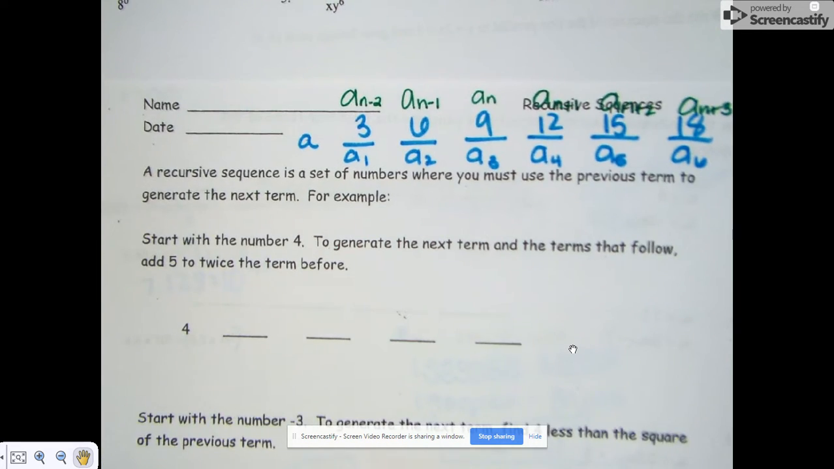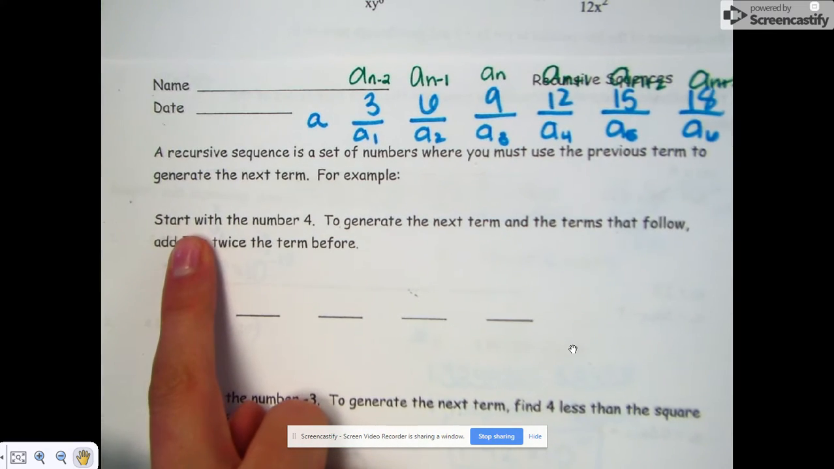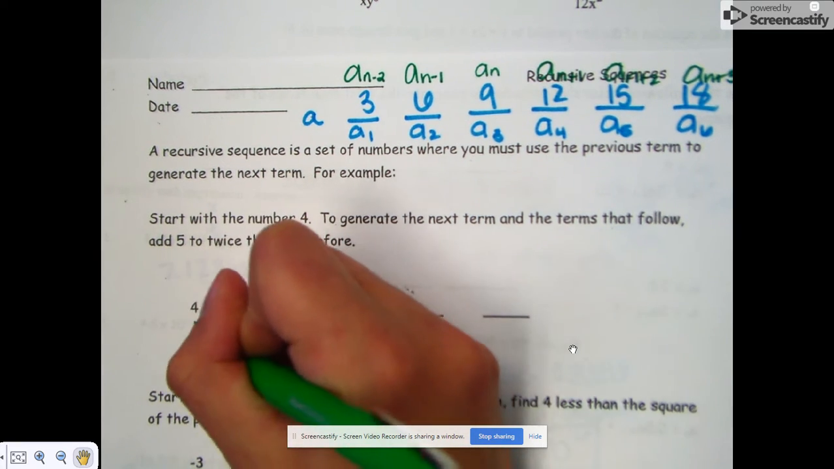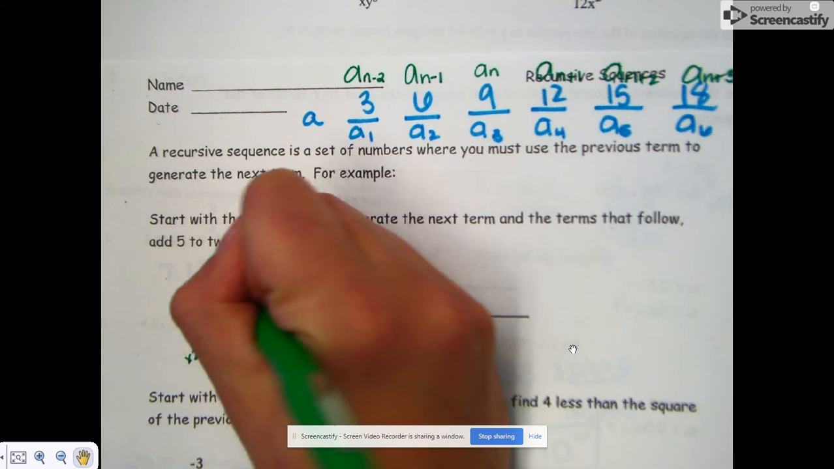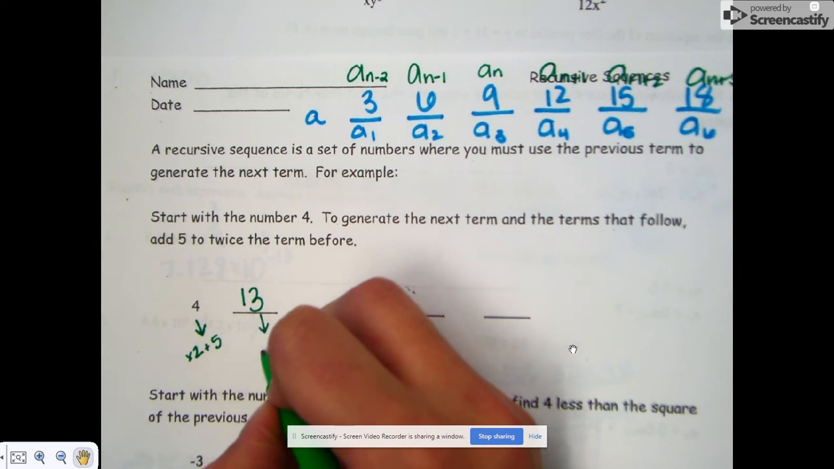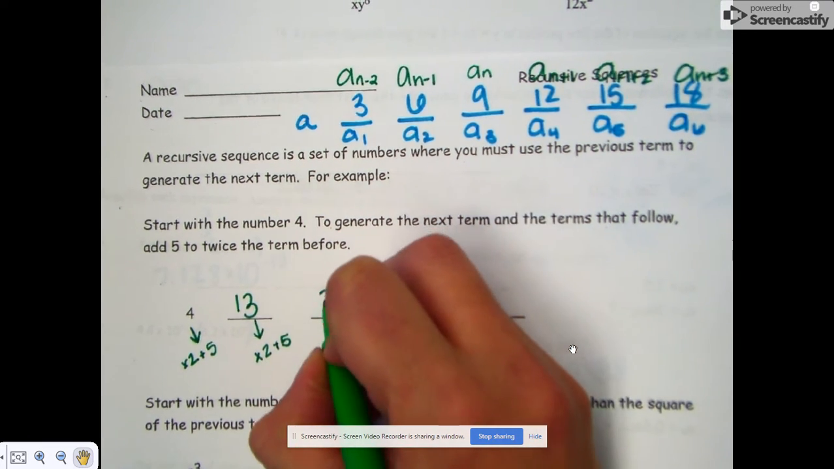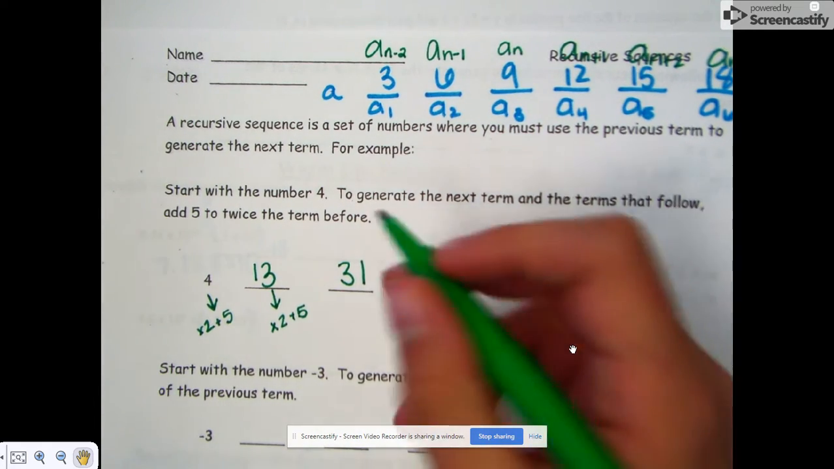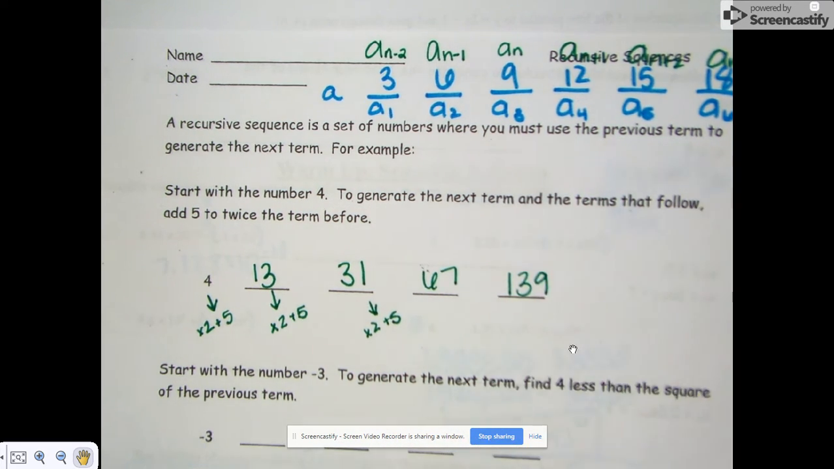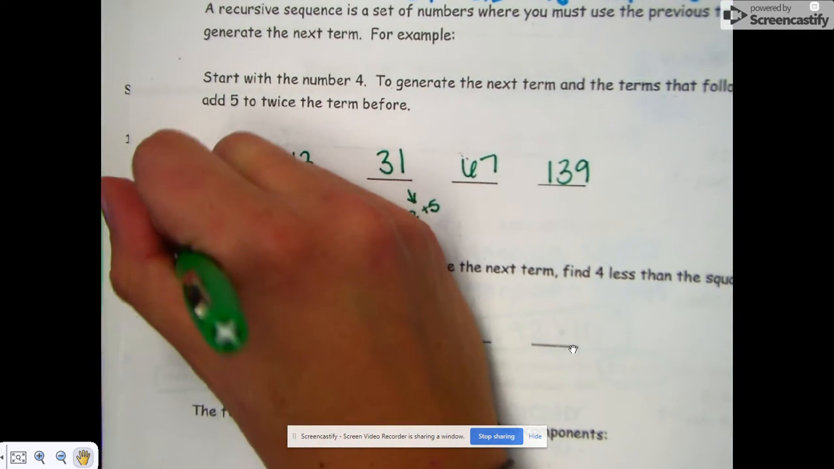Okay. So if you look at this first example here, it says start with the number 4. To generate the next term, and the term that follows, add 5 to twice the term before. So if I take twice the term before, that's 8, and then I have to add 5 to it. 8 plus 5 is 13. So that's my next term. Then I do the same thing to get to my other term. I take this times 2, add 5, which gets me 31. If I keep going, I times it by 2, add 5, I get 67, and then 139. So I just generated that sequence just by knowing how to get from one term to the next.